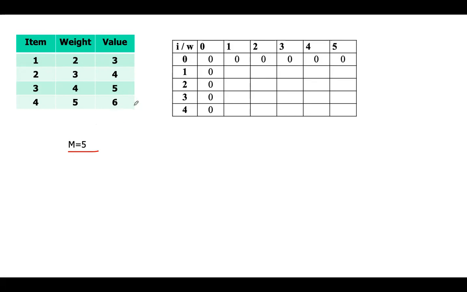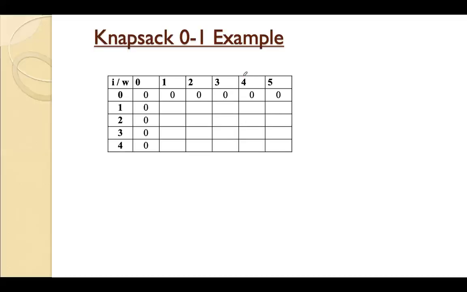Now we'll go on repeating the same process. First, W is equal to 1. When W is equal to 1, you can observe there is no item which has weight 1. So we'll not fill anything here. That value will be 0 itself. Next, W is equal to 2. When W is equal to 2, there is one item with a profit of 3. So I will write 3 here.